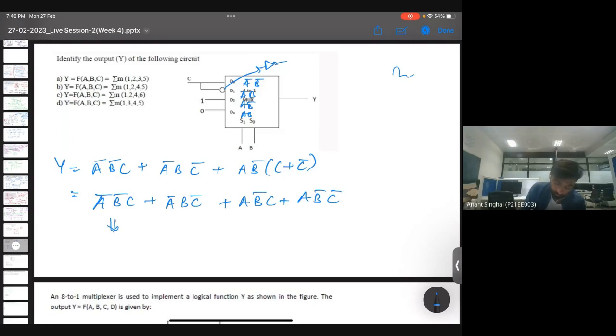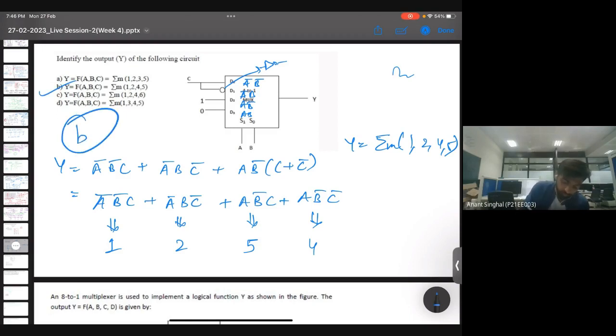So this is nothing but 0 0 1. This is nothing but 0 1 0. This is nothing but 1 0 1. This is 1 0 0. So y is nothing but summation m 1 2 4 5, which is option B. Yeah, B was the answer. Yeah, so option B is the correct answer. I hope all of other students are getting it. These are quite simple questions, and you need to have a good understanding of the multiplexer and multiplexers.